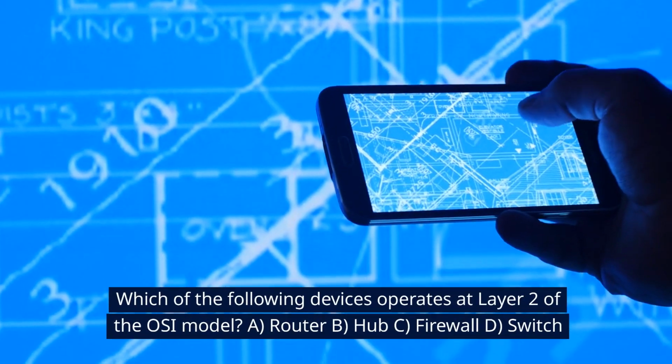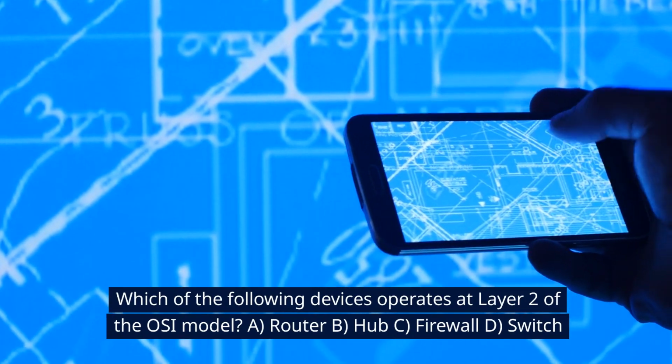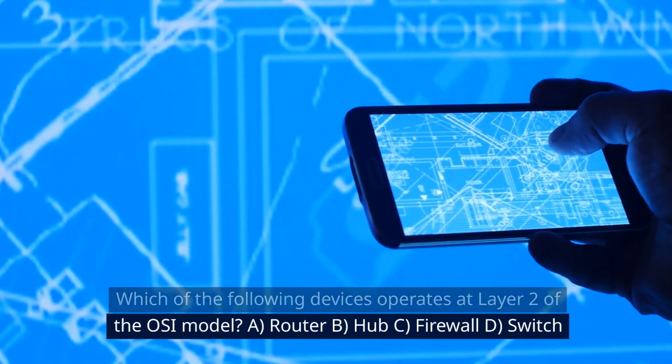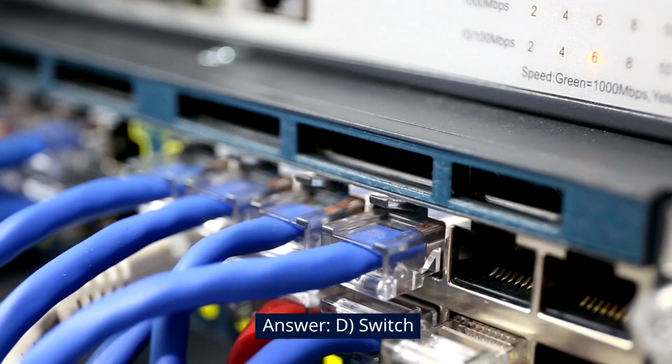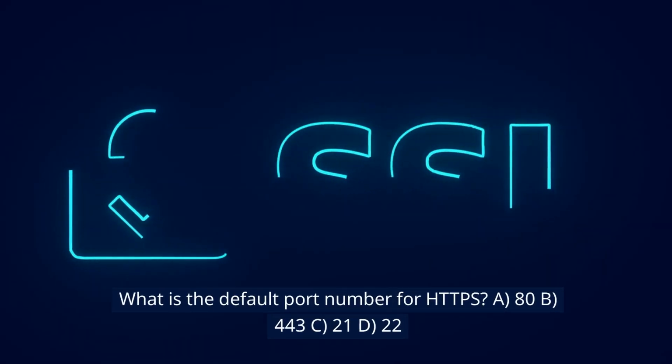Which of the following devices operates at layer 2 of the OSI model? A. Router. B. Hub. C. Firewall. D. Switch. Answer: D. Switch.